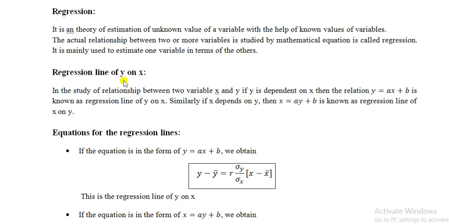Now, regression lines of y on x or x on y. In the study of relationship between two variables x and y, if y is dependent on x, then the relation is denoted as y is equal to ax plus b, which is called regression line of y on x. Similarly, if x depends on y, then x is equal to ay plus b is known as regression line of x on y.